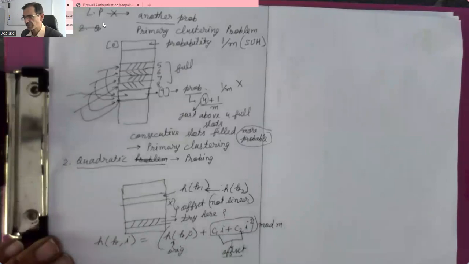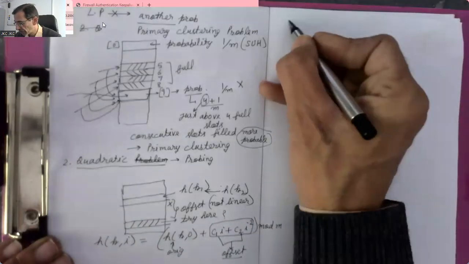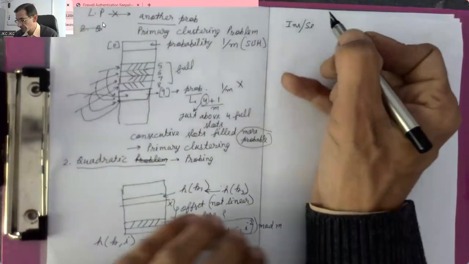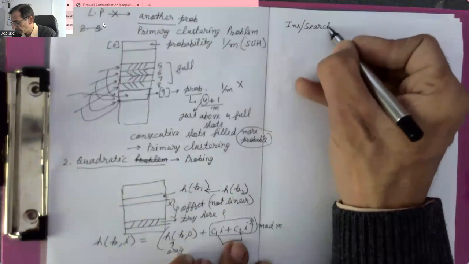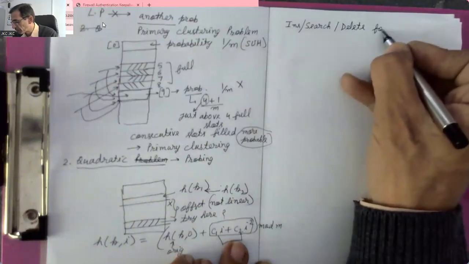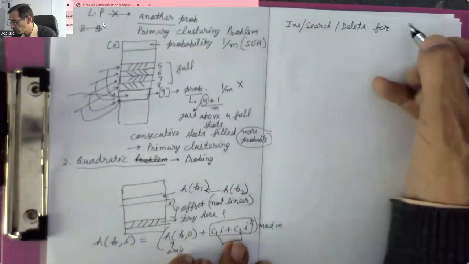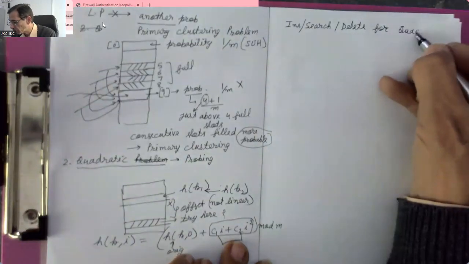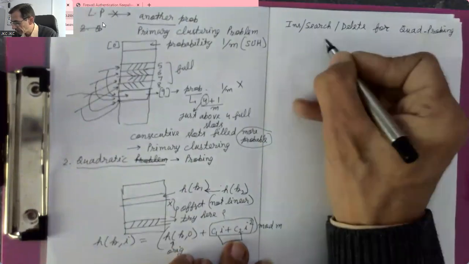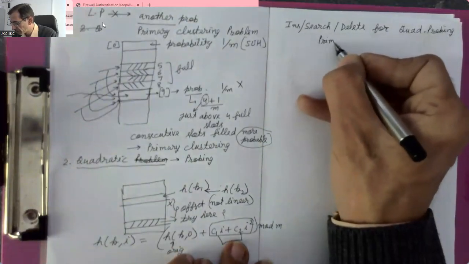And the rest of the process remains similar. So you have to decide your insertion, you have to decide your searching, and you have to accordingly plan deletion for quadratic probing. Accordingly, those pseudo codes or those solutions you can easily decide, and primary clustering gets avoided.